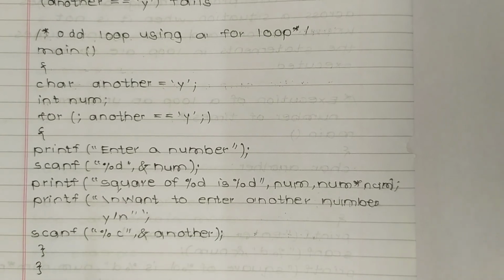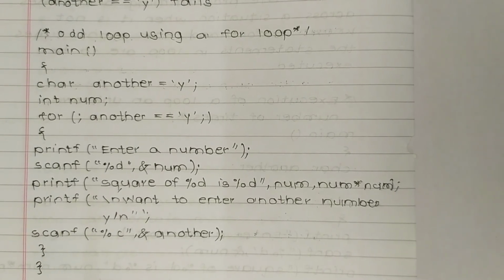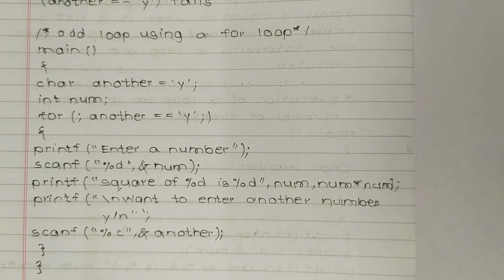For another is equal to y. Printf enter a number. Scanf %d comma &num. Printf square of %d is %d, num comma num into num. Printf \n want to enter another number y/n. Scanf %c and &another. So that means here we are using a for loop which is infinite.